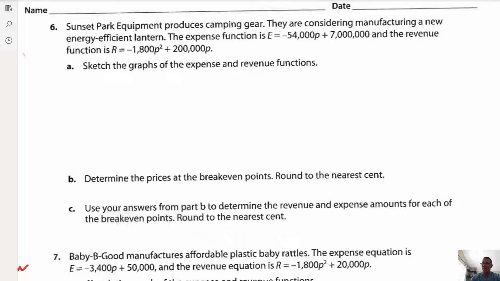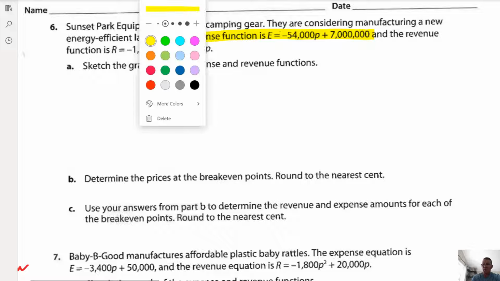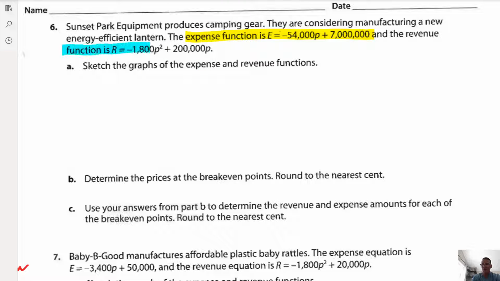Sunset Park Equipment here produces camping gear. They consider manufacturing new energy-efficient lanterns. We're dealing with lanterns here, guys. The expense function is given, so we know the expense function. And guess what? The revenue function is given. Ooh, nice. So sketch the graphs of the expense and the revenue function. We're going to use Desmos here.